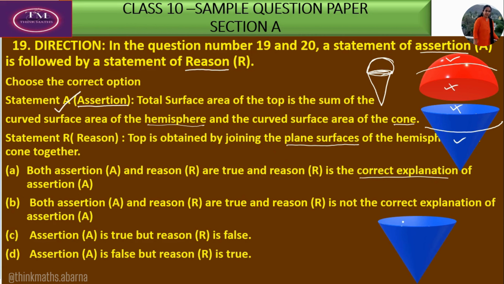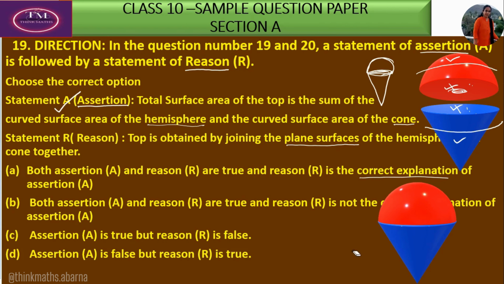So this is the plane surface. How is this top obtained? By joining the plane surface of the cone with the plane surface of the hemisphere. If we join these plane surfaces together, we will get a top. So this is the shape of the top. Now what happens? This plane surface is hidden inside, so it is not visible.